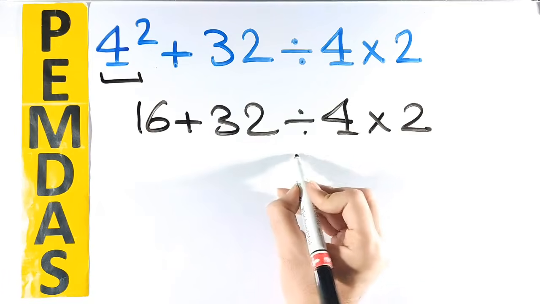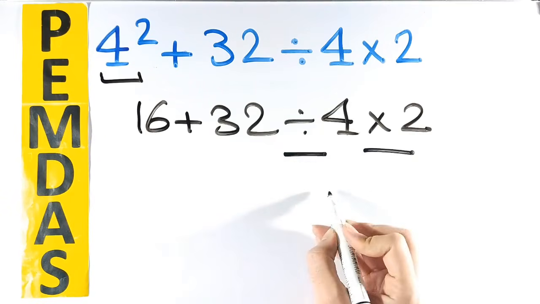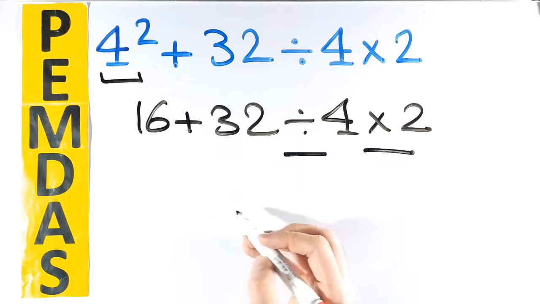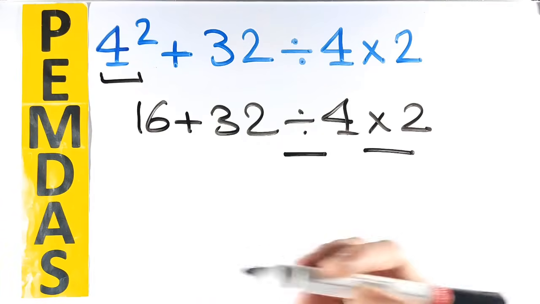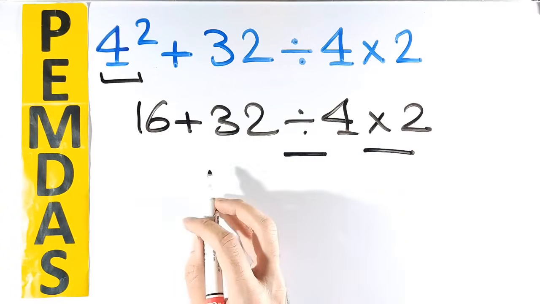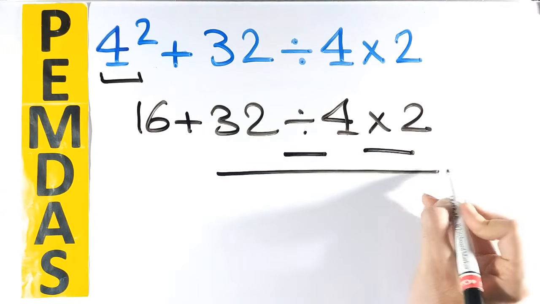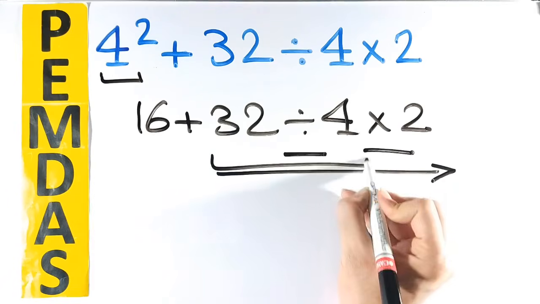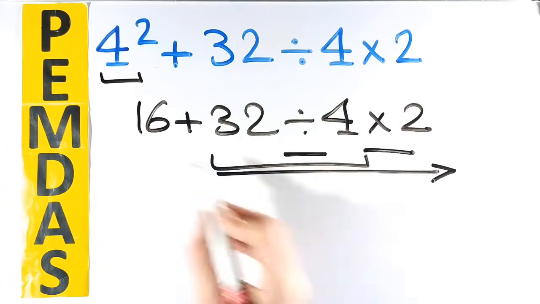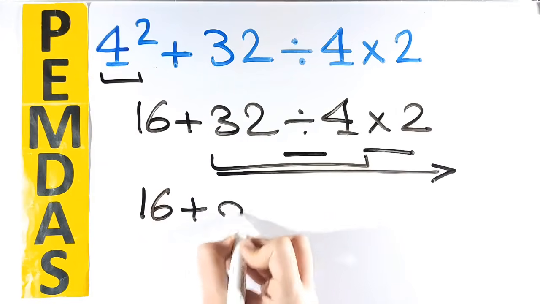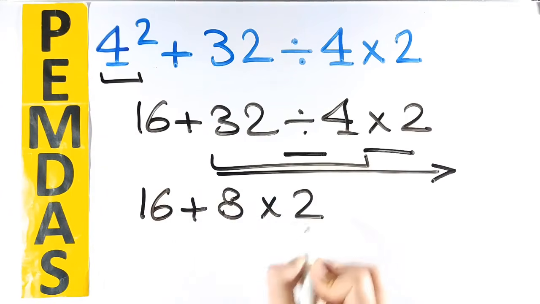And the next step, we move on to the division and multiplication, because these two operations have a higher priority than addition. However, we must pay close attention that multiplication and division are at the same level of precedence, and we must perform these two operations from left to right. So, first we go for the division between 32 and 4, and instead of this expression, we can write 16 plus 8 multiplied by 2.